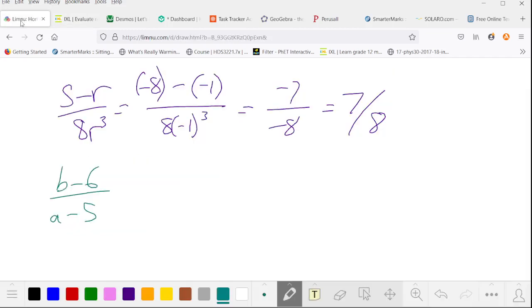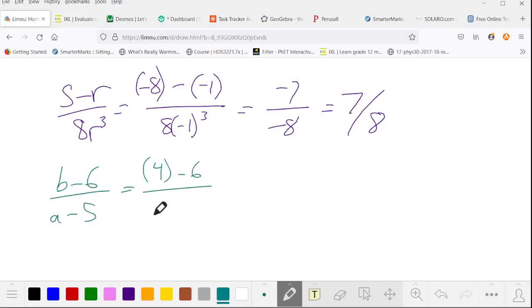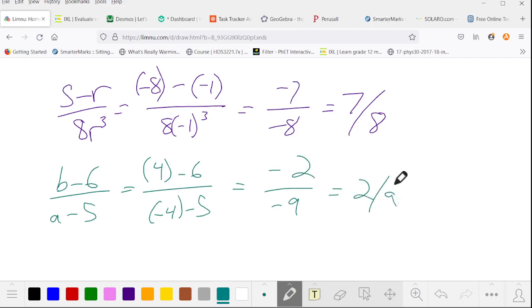And a is negative 4 and b is 4. A was negative 4, yes. So the numerator is negative 2, the denominator is negative 9, so that is 2 over 9.